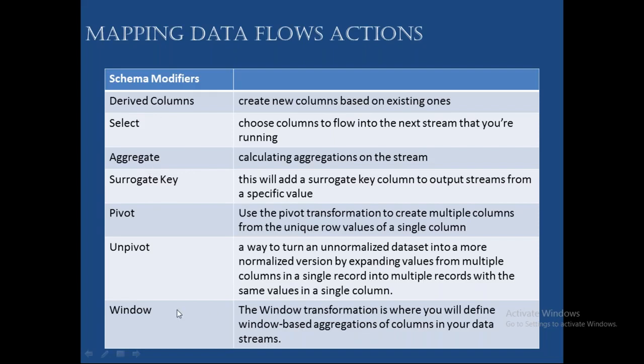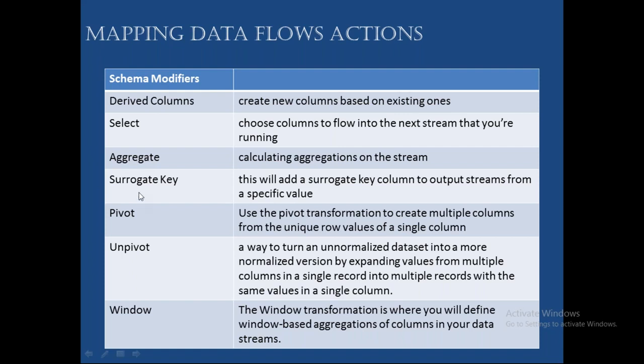These are the schema modifiers. Whatever you do, when you add a column, the schema will change. Previously we had 4 columns, now you added a column, so 5 columns, so the schema has changed. If you are just selecting 2 columns, the schema has changed. When you apply aggregations, you will not get all the data, you will not even get all the columns. You will get only the columns which you have used in the aggregation.